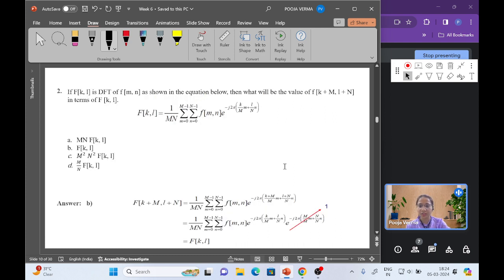Okay, moving to the next question. If F of k, l is the DFT of f of m, n as shown in the equation below, then what will be the value of F of k plus M, l plus N in terms of F of k, l? You already know that F of k, l is represented as 1 by MN, summation m varies 0 to M minus 1 and n varies 0 to N minus 1, f of m, n e to the power minus j 2 pi in brackets k m divided by capital M plus l n divided by capital N. This is the periodicity property of the two-dimensional DFT.